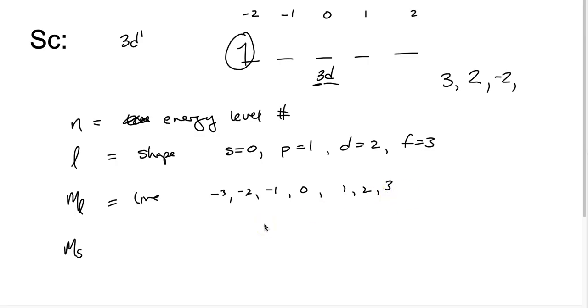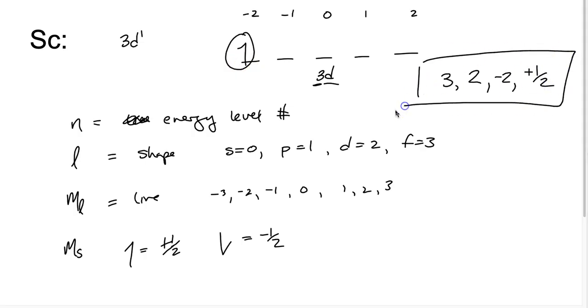The spin quantum number tells me which way the electron is spinning. If it's spinning up, it's +1/2. If it is spinning, oops, what am I doing here? Time for me to go home. Spinning down is negative 1/2. So it's just telling me the orientation. Notice it's spinning up, positive 1/2. So those are the 4 quantum numbers for scandium. Okay, 3, 2, negative 2, positive 1/2.